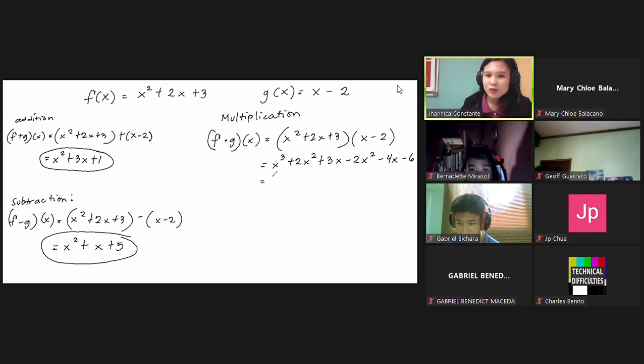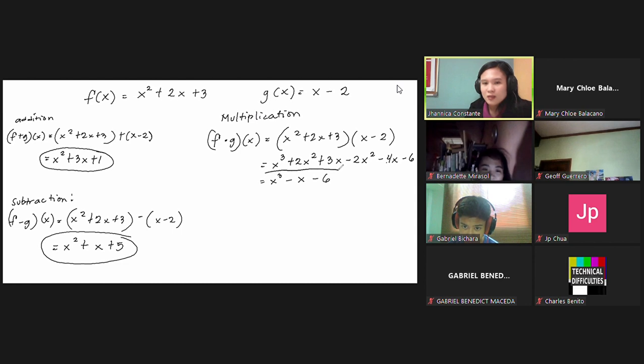Combine similar terms from all the products that we have in the expression. So we have x cubed, 2x squared minus 2x squared is equal to 0. So 3x minus 4x is equal to negative x, minus 6. So that is the product of our two functions.